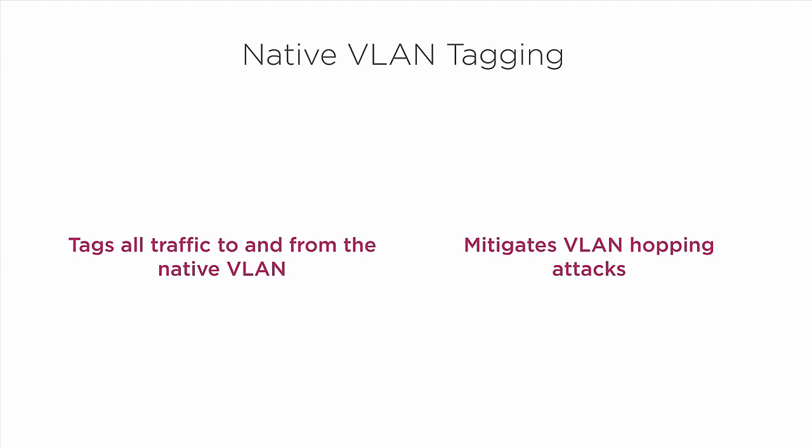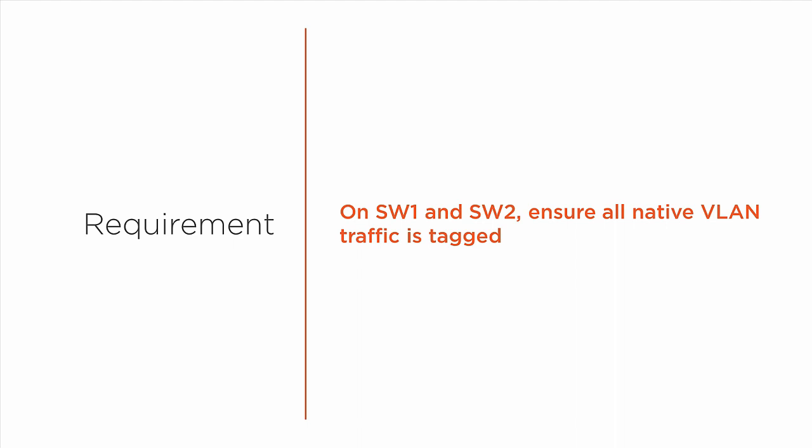Now, you don't need to know about how VLAN hopping attacks work for the exam. The point is that there are reasons you want to essentially get rid of the untagged native VLAN altogether. You want only tagged traffic on all your trunks. So let's take a look at our next requirement. On switch 1 and switch 2, ensure all native VLAN traffic is tagged.